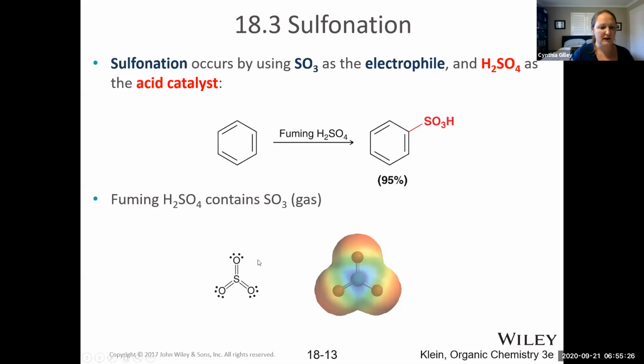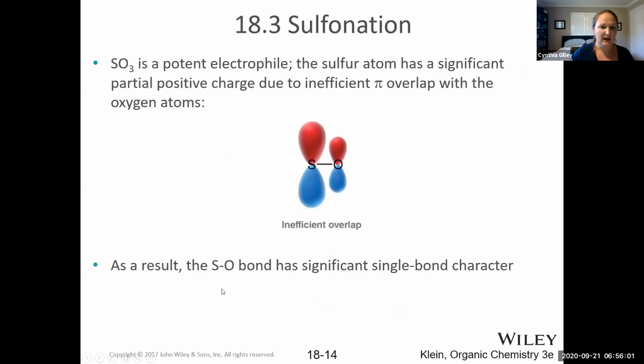If we look at the structure of SO3, you can see it drawn down here. The sulfur atom is highly, highly electrophilic. It's bonded to 3 oxygen atoms. Oxygen is more electronegative than sulfur, so it's going to be pulling electron density from the sigma bond towards it, leaving the sulfur with a partial positive charge. But in addition, even the pi electrons spend more time around the oxygen than the sulfur. And while we might see these drawn as double bonds, they actually have quite a bit of single bond character because of insufficient p orbital overlap.